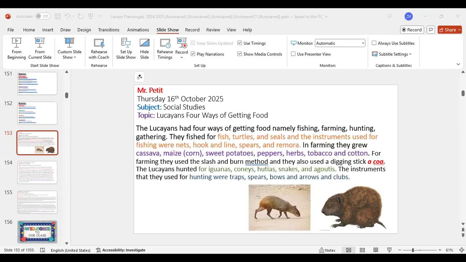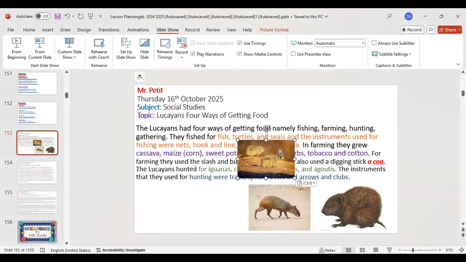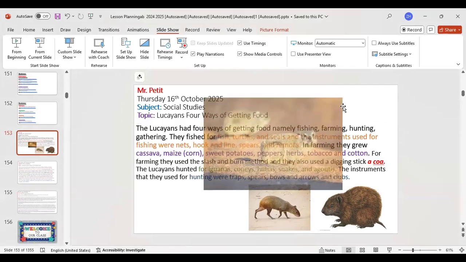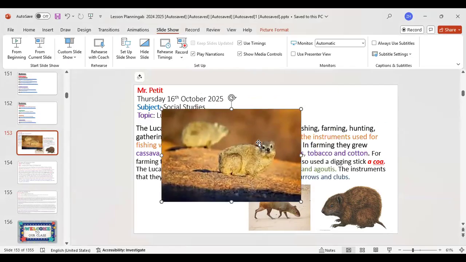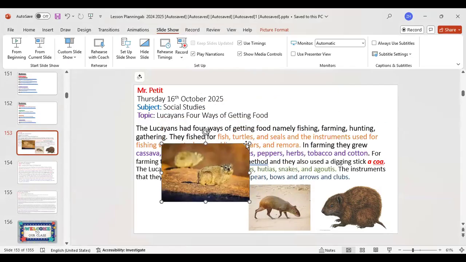Let me show you all an example of a eutia. I mean a coney. So a coney would be, like I said, very similar to a eutia. It looks like this. It's your coney. So all of them kind of look alike.